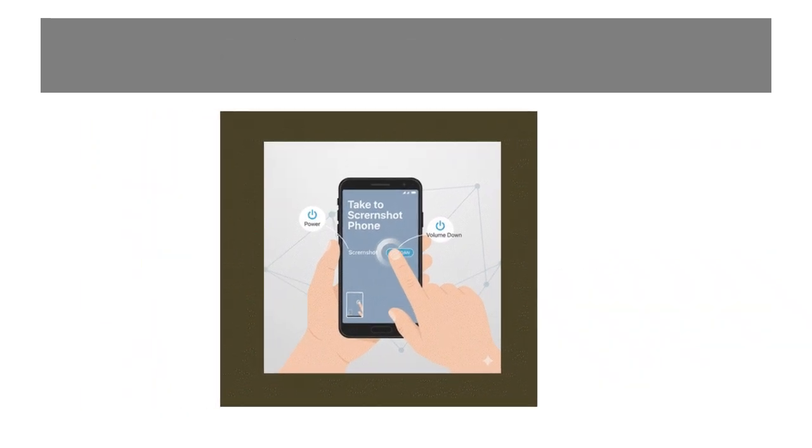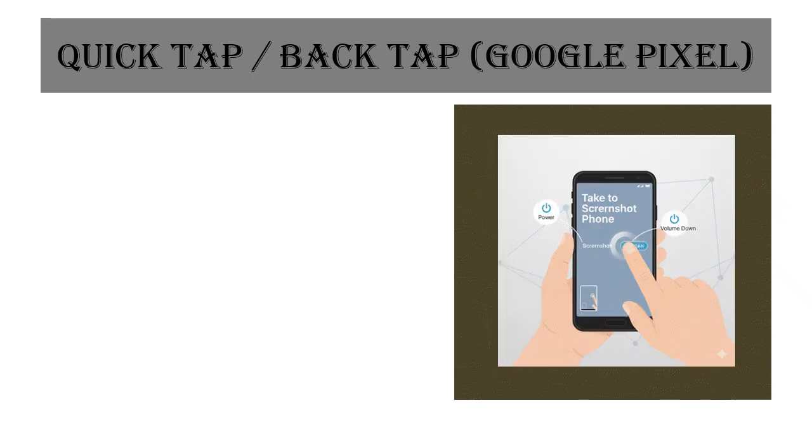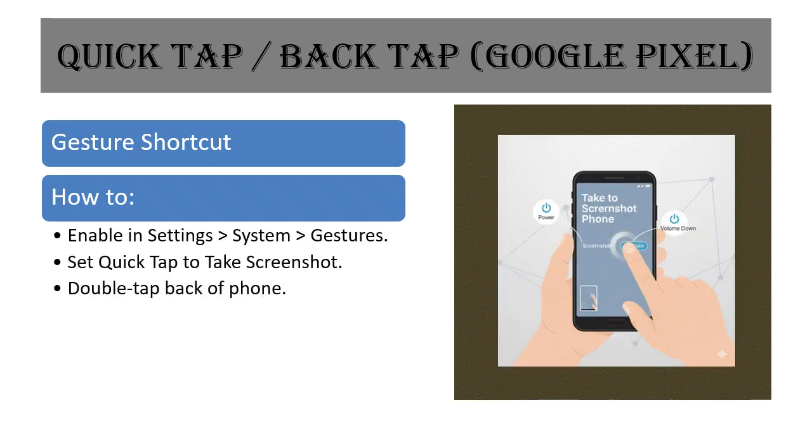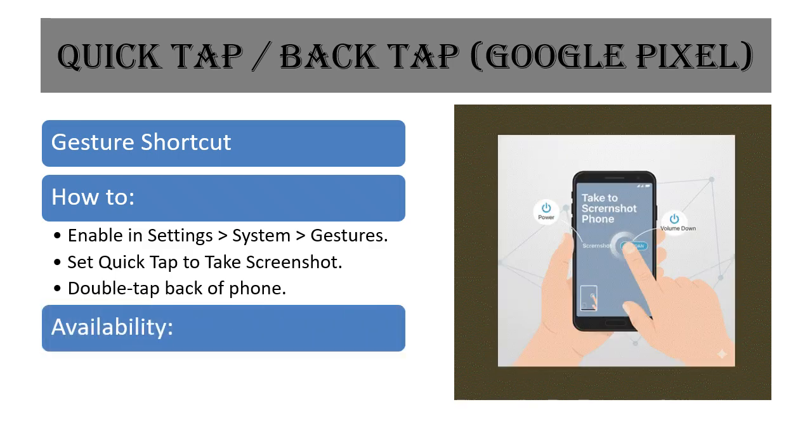Quick Tap Back Tap Gesture, Google Pixel. On Google Pixel devices, there's a gesture called Quick Tap. Enable it under Settings, System, Gestures and assign it to Take Screenshot. Now, double tapping the back of your phone will instantly capture your screen, a clever and convenient feature.